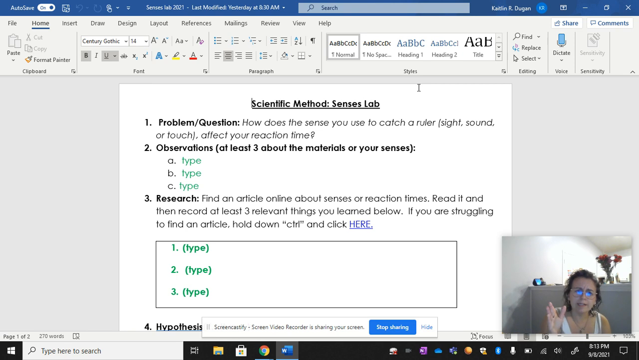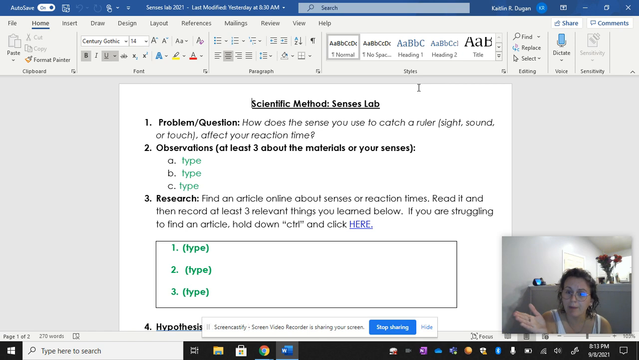Now, going back to the lab. So P for problem or question. Our problem or question is, how does the sense you use to catch a ruler affect your reaction time? That's our question. So think about what your independent variable is. What is our independent variable? Remember, your independent variable is always that first part of the question. So in this case, how does the sense you use to catch a ruler? In this case, what sense you're using is your independent variable.